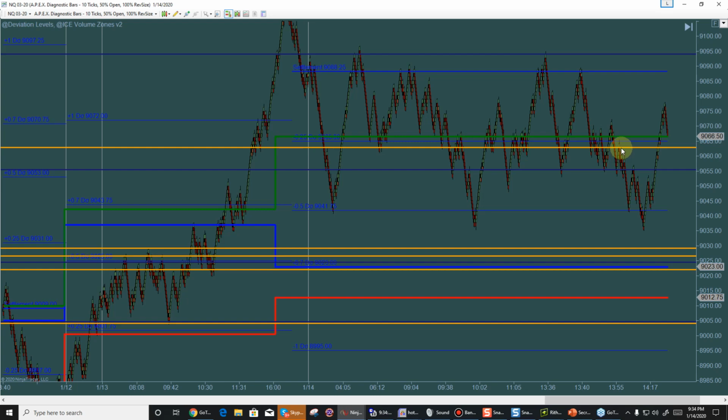Somebody said it's similar to point of control from yesterday. That's actually what the blue line is. It's the previous day's point of control. It's exactly what it is.